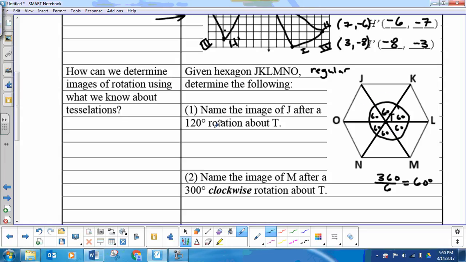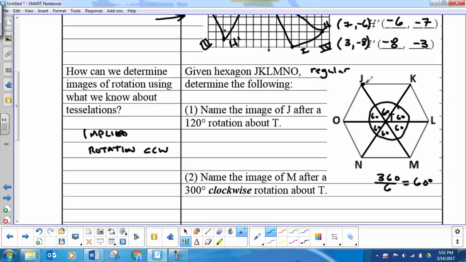Okay, so remember, I'm not giving you specific directions here, and we know that the implied rotation is always going to be counterclockwise. So we're going to start at point J. We want to consider this a point, as if it's in a coordinate plane, and we're going to rotate 120 degrees about T. Now T was our point in the middle, the vertex of that tessellation that told us how to determine all these angles. We need to go 120 degrees counterclockwise because that's the implied direction.